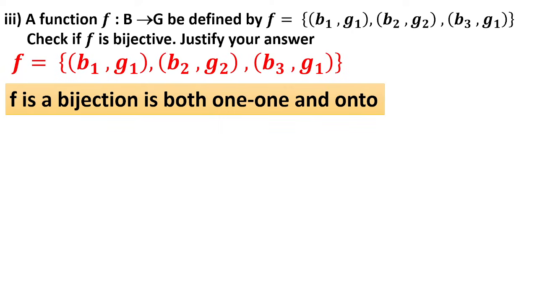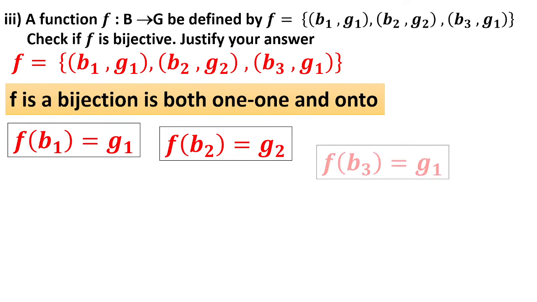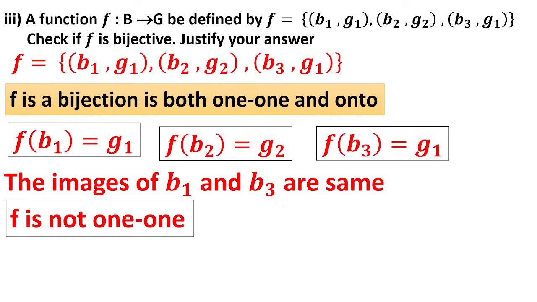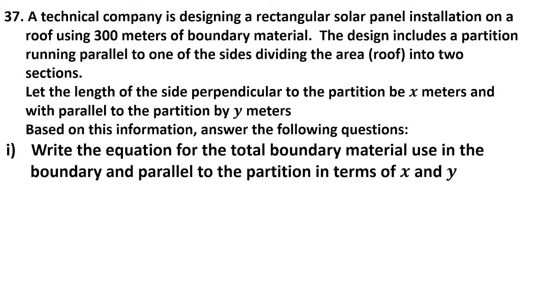Now let us check whether it is one-one. Now the image of B1 is G1, the image of B2 is G2, the image of B3 is G1. You are seeing that B1 and B3 have the same image. Therefore, it is not one-one. Therefore, not a bijection. Go to question number 37.